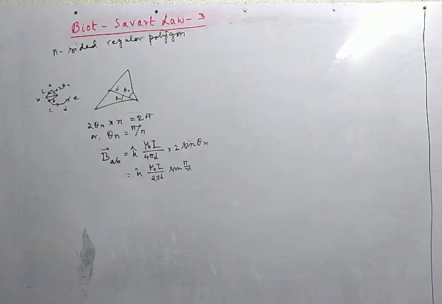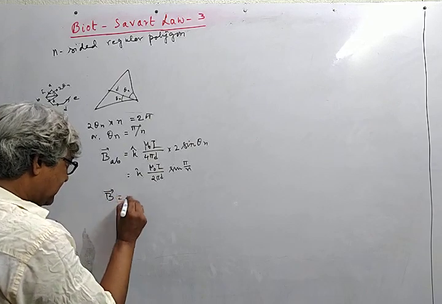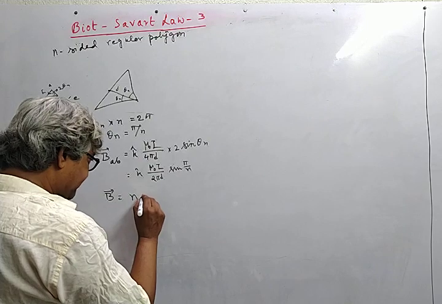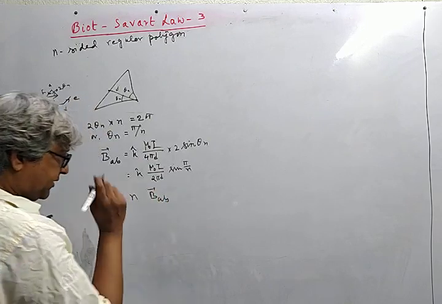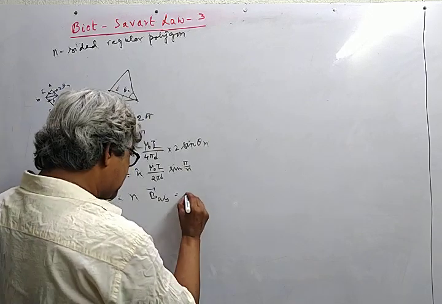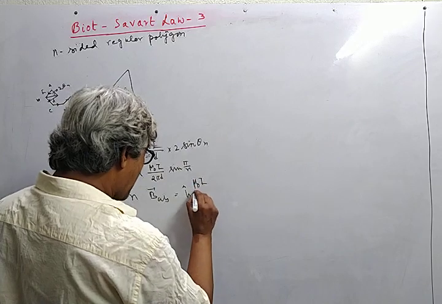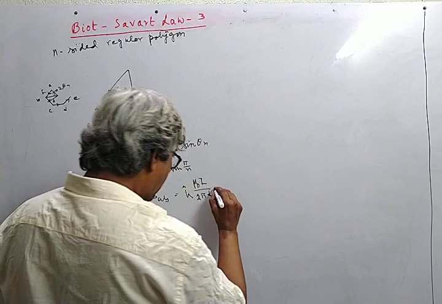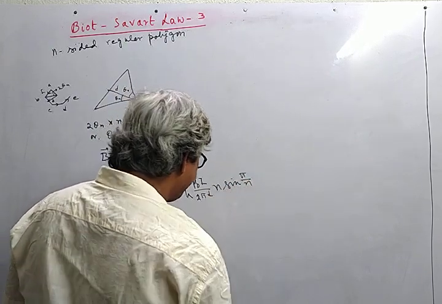Sine pi by n. So what is the total field? The total field at point O is the sum of the n sides. So this should not be crossed. So this is k cap mu 0 I upon 2 pi d n times sine pi by n.